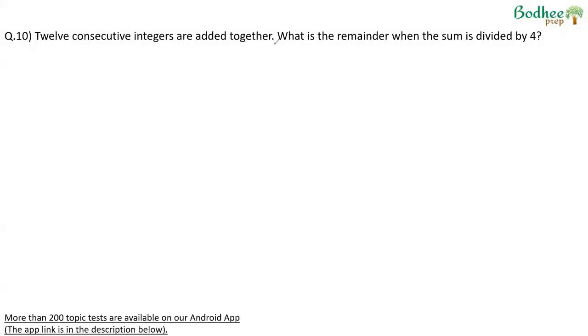12 consecutive integers are added together. What is the remainder when the sum is divided by 4? Suppose the first integer is a, the second will be a plus 1, and so on. The 12th will be a plus 11. This is an arithmetic progression. So the sum will be n upon 2 into first plus last element. We know that the number of elements is 12. This will be 6 into 2a plus 11.